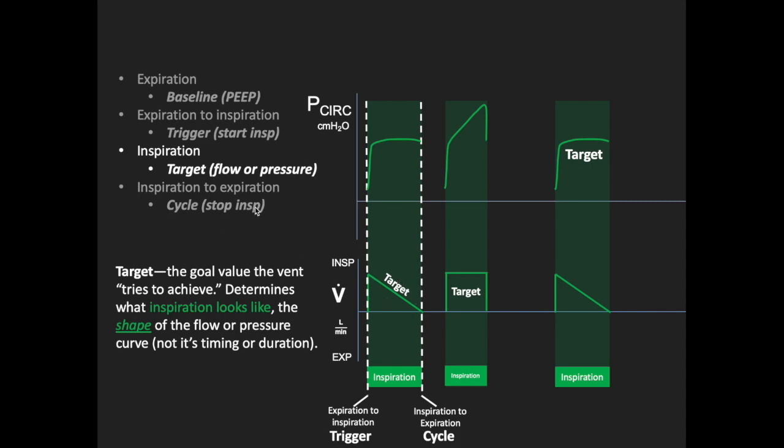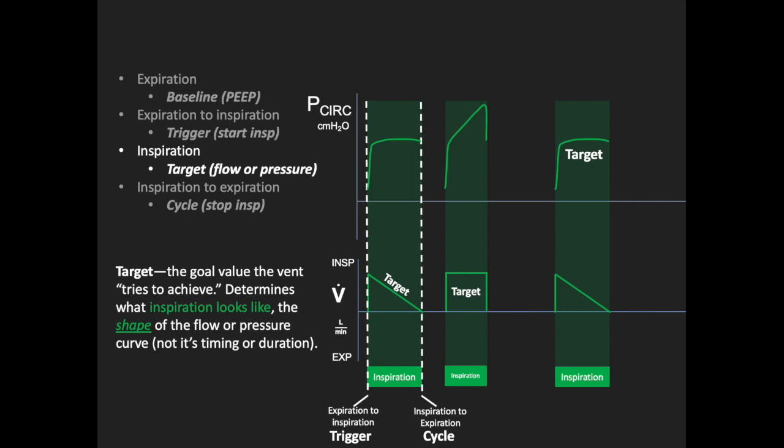It doesn't tell you anything about what actually happens during inspiration. The cycle is sort of the same thing. The cycle tells you when the workday is over. Lawyers have something that tells them the workday is over, just like doctors have something that tells them the workday is over, even though they have very different jobs during the workday itself. So don't get confused about assist control. Saying assist control is describing the trigger. Assist control means there is a patient trigger and a timing trigger, but it says nothing about what actually happens during inspiration. What actually happens during inspiration is described by the target.